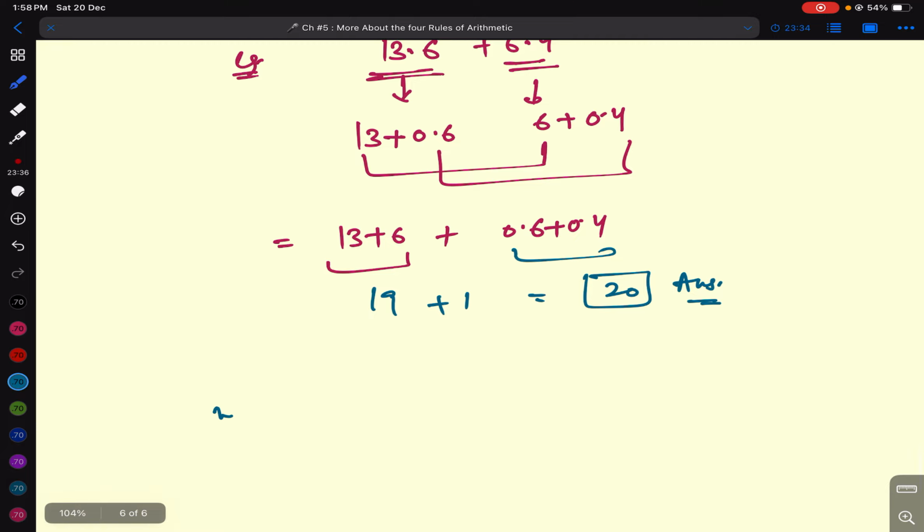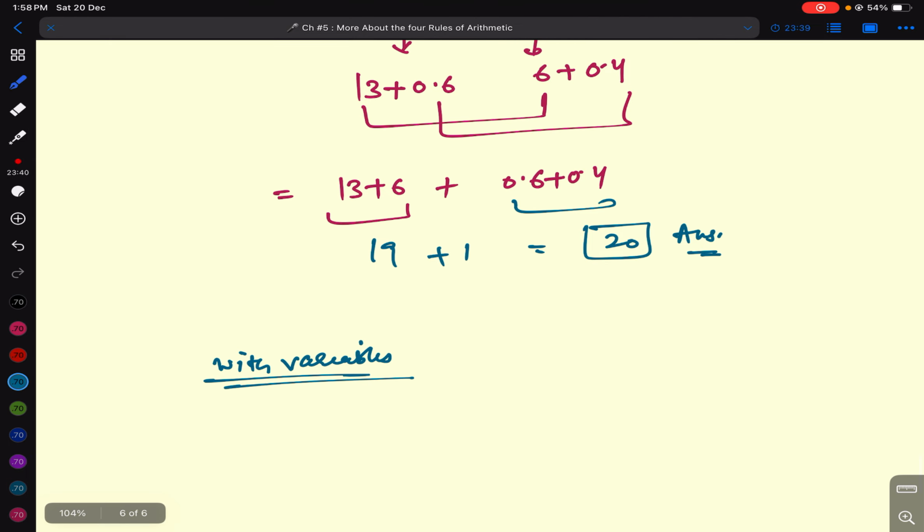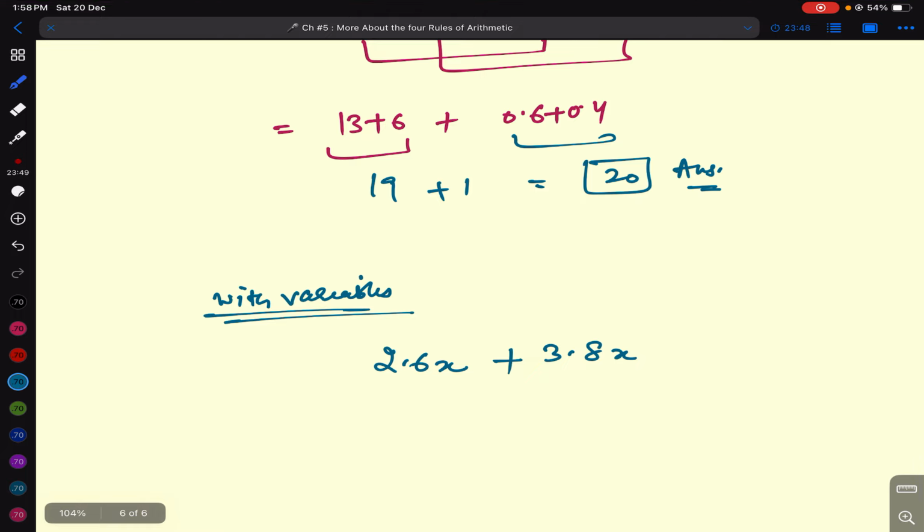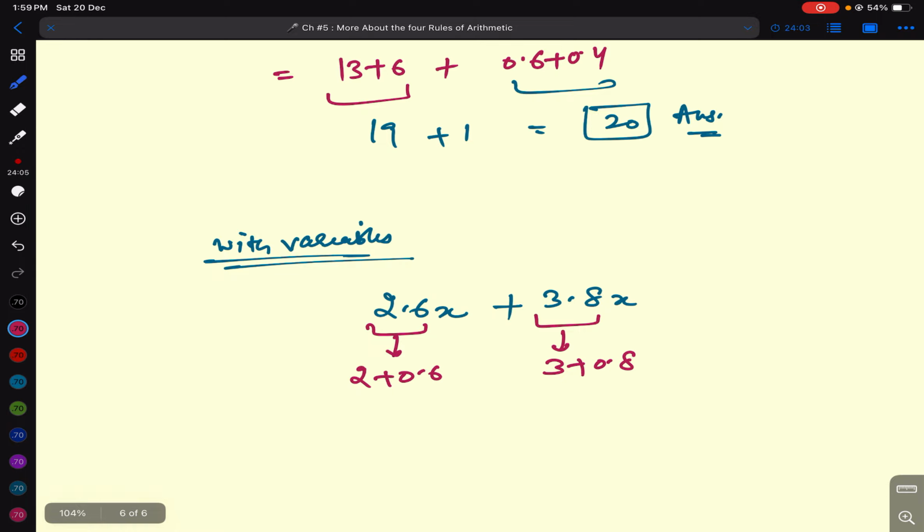Okay, so let's say this is the case with the variables: 2.6x plus 3.8x. How do we solve this calculation? Here again we forget that we have a variable and we perform the usual operation that we performed in the previous example. So we'll be splitting this into 2 plus 0.6 and we'll be splitting this into 3 plus 0.8. Basically we are trying to ignore for the time being that we have a variable here.